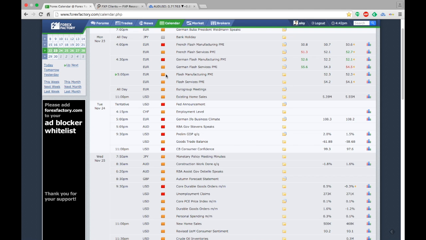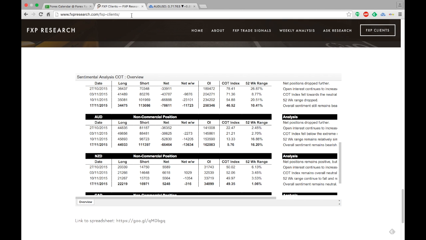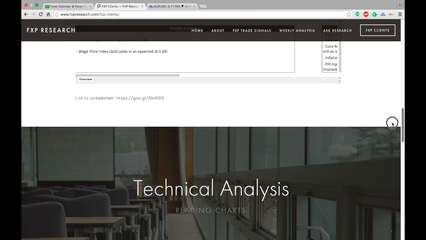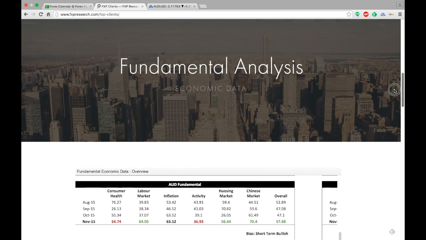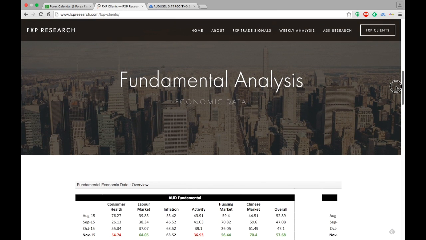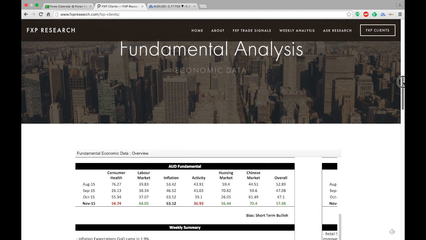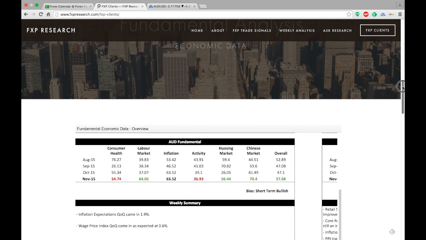But let me bring you into the fundamental data analysis as well as the sentiment analysis, and how you can make full use of this information to help you spot potential selected pairs to focus on. This information is provided for all our clients, both the sentiment and the fundamental analysis. So as a client, what you just need to do is click onto the FXP clients tab, and you will have access to all this information, and we do update them regularly as well.